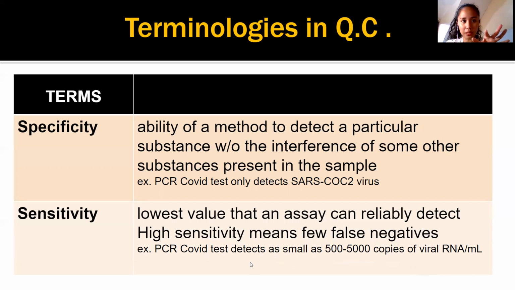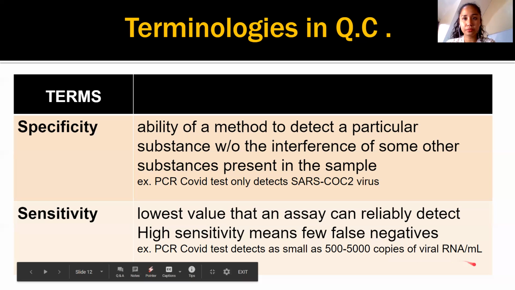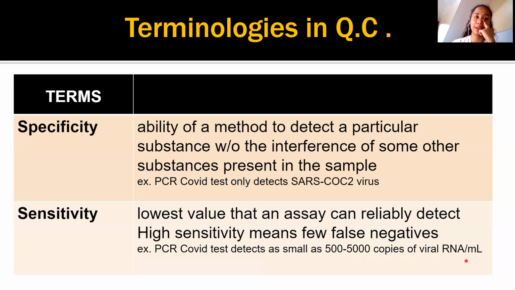So for example, your PCR test is highly sensitive. Why? Because even if the virus only has 500 to 5,000 copies of viral RNA in the nasopharyngeal swab, apparently even if there are only 500 copies of viral material on the Q-tip, on the cotton swab, class, the PCR test can measure it.